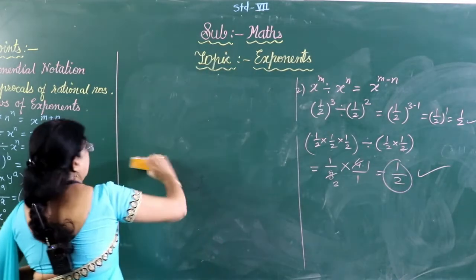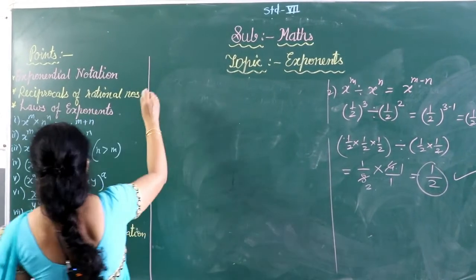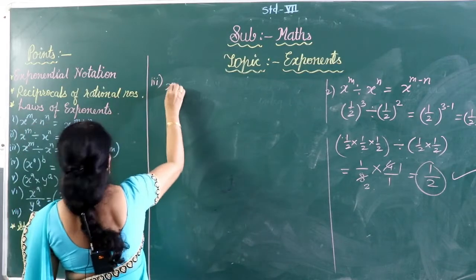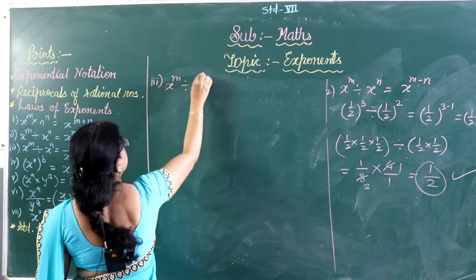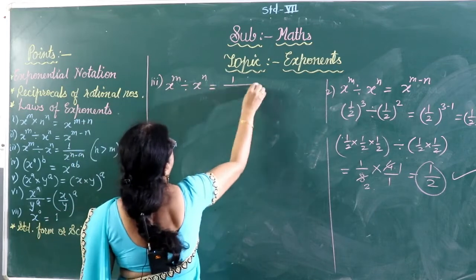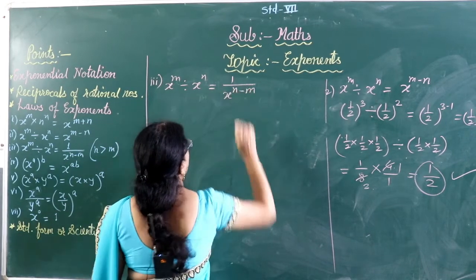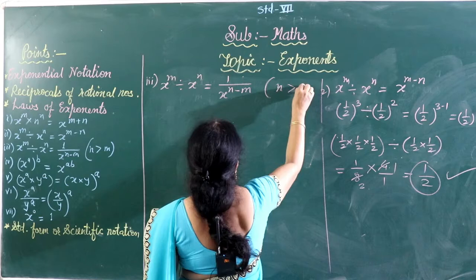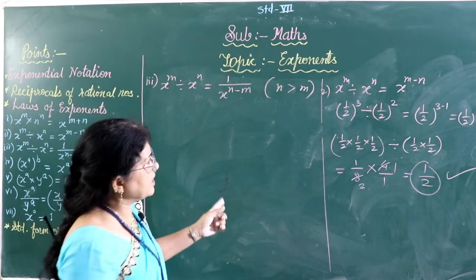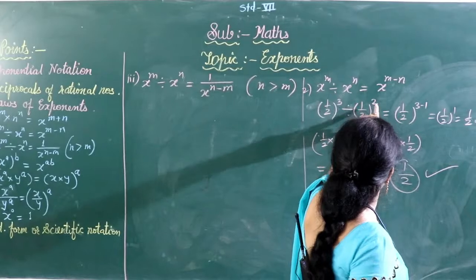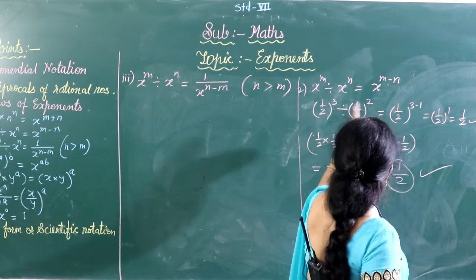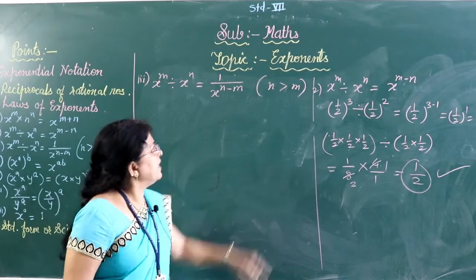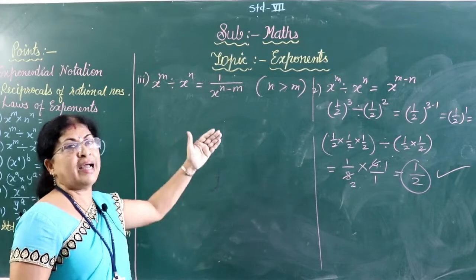Okay. Third law, let's see the third law. Third and second are the same, only the difference is x raised to m divided by x raised to n equals 1 upon x raised to n minus m. Why 1 upon? Here the condition is that n is greater than m, right? In the previous problem we saw that m was greater than n, so we just subtracted n from m, but here the condition is n is greater than m, so in that case we write it as 1 upon that.